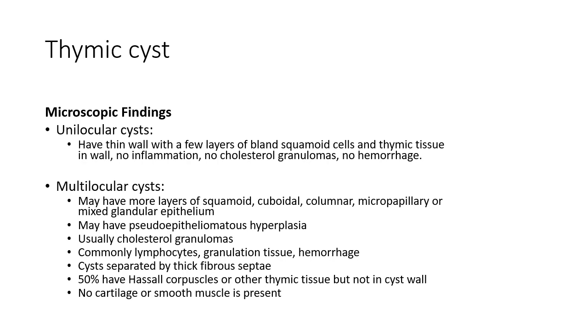Thymic cysts can be multilocular or unilocular. Unilocular cysts are usually thin-walled with few layers of bland squamoid epithelium. Usually there is no inflammation or cholesterol granulomas, while in multilocular cysts we may have more layers of squamoid cells, cuboidal cells, columnar cells, micropapillary or glandular epithelium. There may be pseudoepitheliomatous hyperplasia, may have cholesterol granulomas, may have lymphocytes, granulation tissue, hemorrhage. Cysts are usually separated by fibrous septa and they also have Hassall's corpuscles in the wall. There is usually no cartilage and smooth muscle present in the wall.